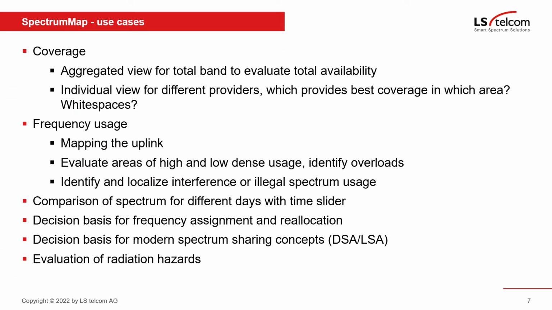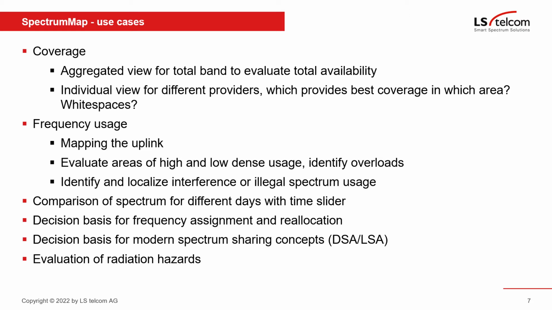So what are the use cases of Spectrum Map? If you at one side look at the coverage, so at the downlink, you can view, for example, the total availability of 5G. So you can see at which areas 5G in general is available. But you can also look at the individual view to the different providers. So which provider does provide best 5G coverage in which area?